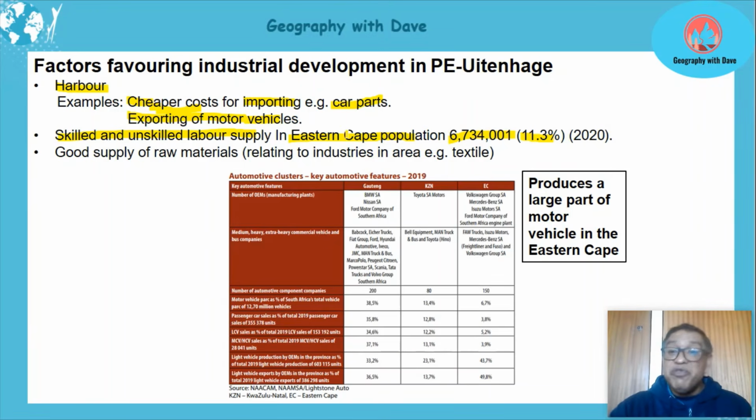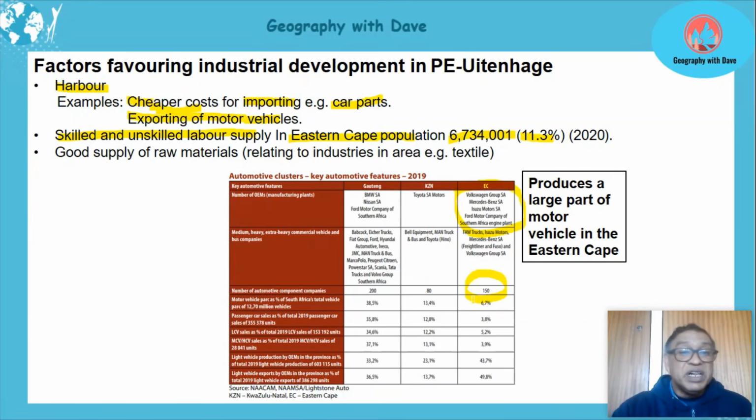Of course, this core region will influence a larger part around the Eastern Cape in terms of labor supply. Please note it's the Eastern Cape and not just the PE-Uitenhage area, but there's a large area available. Now, if we look at this little thing, the different cars that are produced by the Eastern Cape, and we look at the number of automobile component companies, look at this, high, for a smaller region.